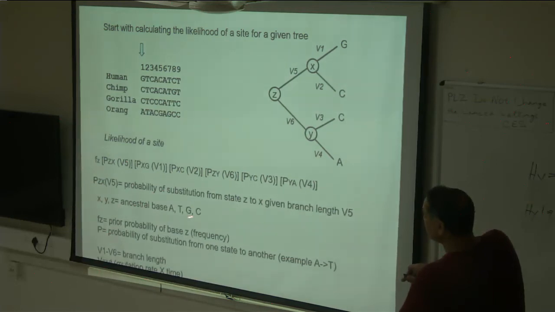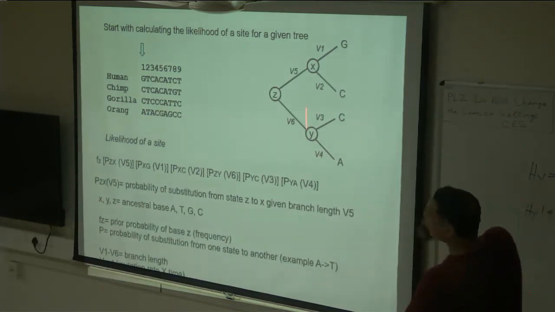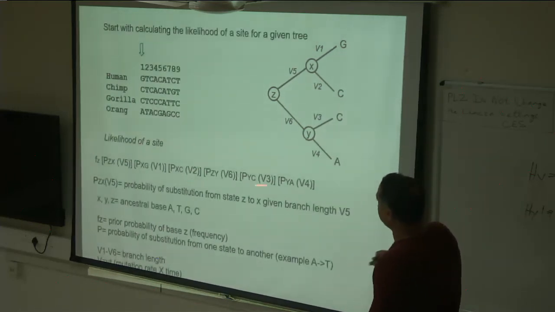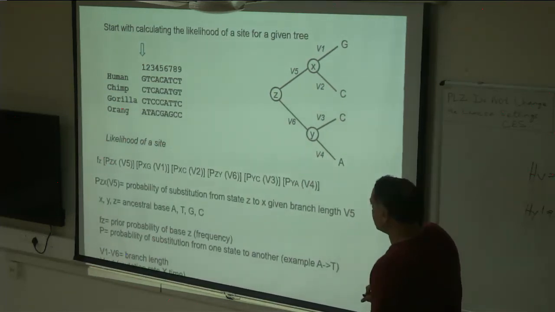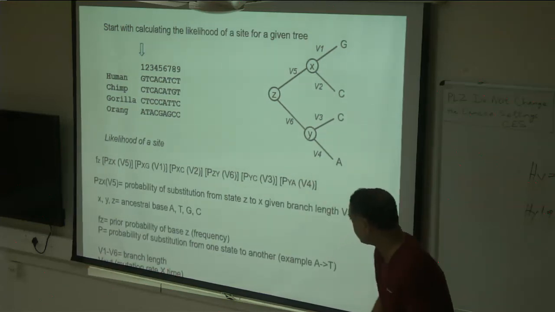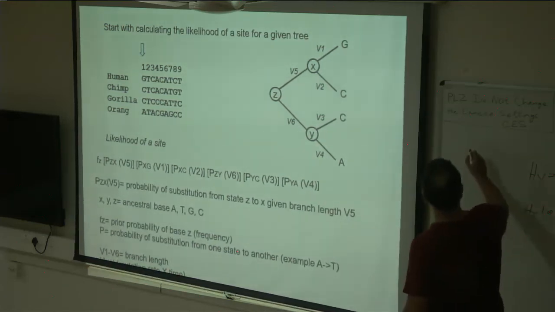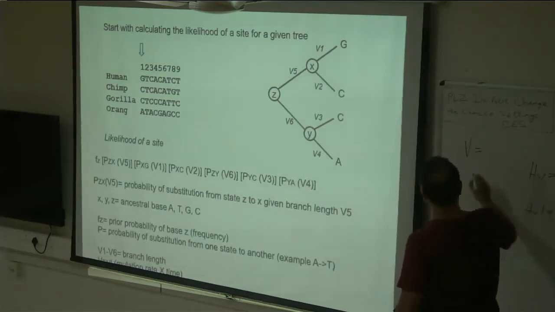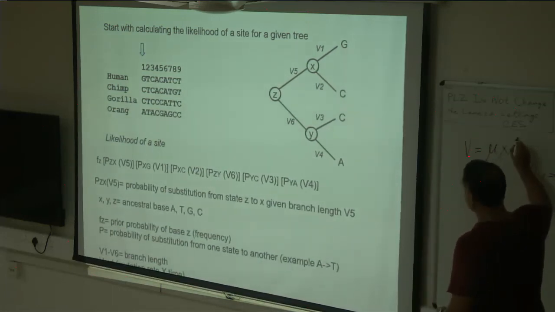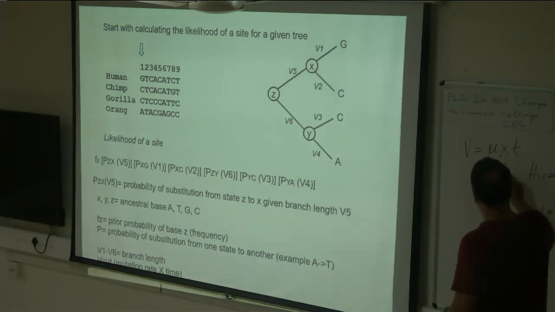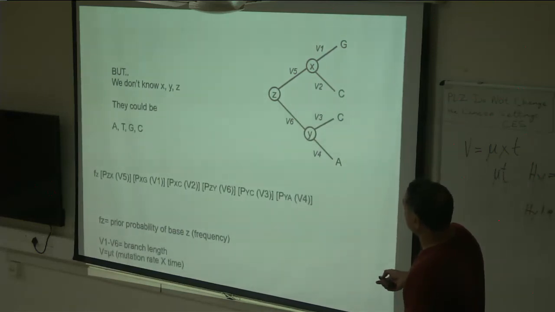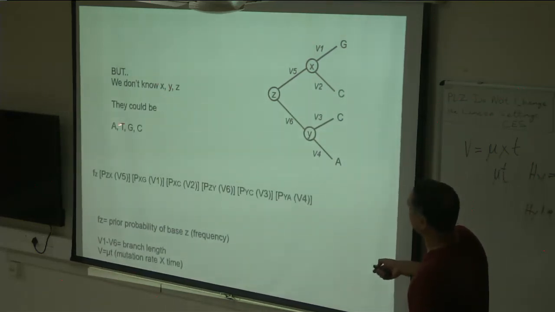So remember X, Y, and Z are A, T, G, and C. So once again, we have to try all those combinations to then come up with the likelihood. That's the formula. And branch length V is mutation rate times time. So V, which is branch length, is mu, which is mutation rate, times time. So it's mu t.